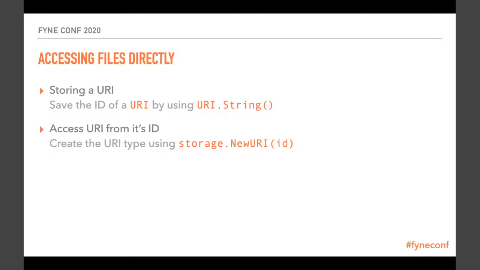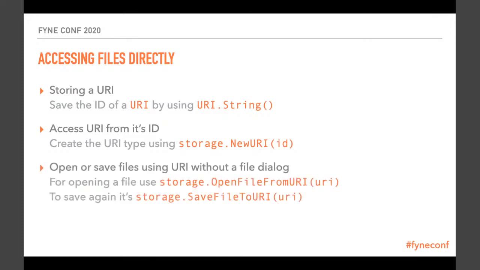NewURI is taking this unique identifier that you have stored and creating a URI object in memory that you can then use some more advanced functionality on. So we have a cross-platform reference now with a bit of functionality. So we can use this to open or save files without using the file dialog. Again, the storage package is key here.